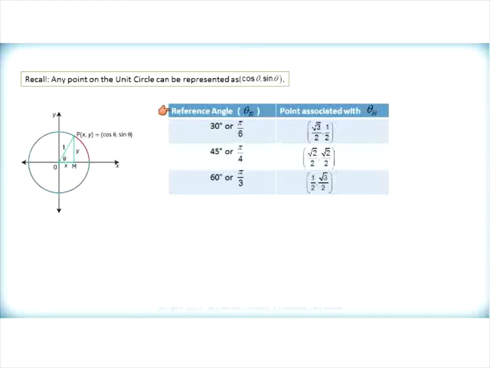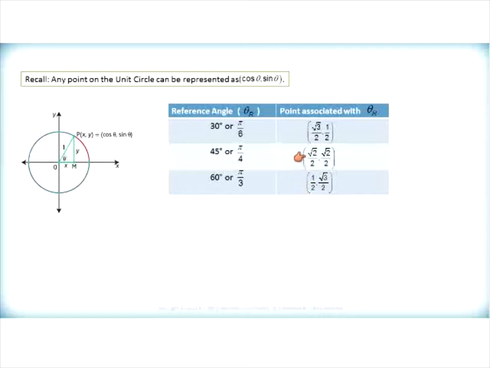I also want you to recall this very important table that you see here. If you have a reference angle of 30 degrees, or pi over 6, there's a point associated with that reference angle, and it's root 3 over 2, 1/2. If the reference angle is 45 degrees, or pi over 4, the point associated with that reference angle is root 2 over 2 and root 2 over 2. And a reference angle of 60 degrees, or pi over 3, has the point 1/2 and root 3 over 2 associated with it. Notice that these two are very similar in that this one is root 3 over 2, 1/2, whereas this one is 1/2 and root 3 over 2.